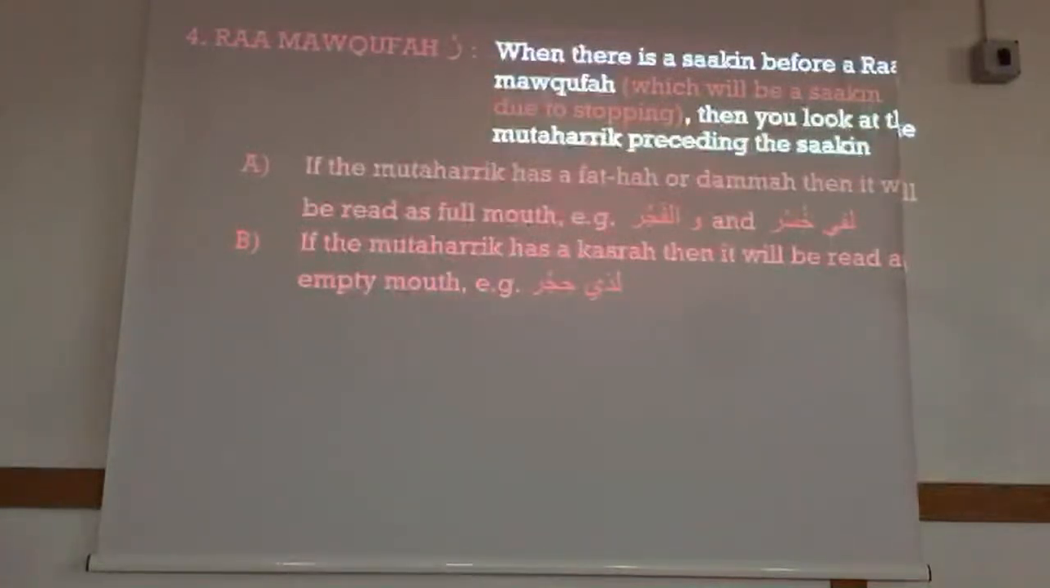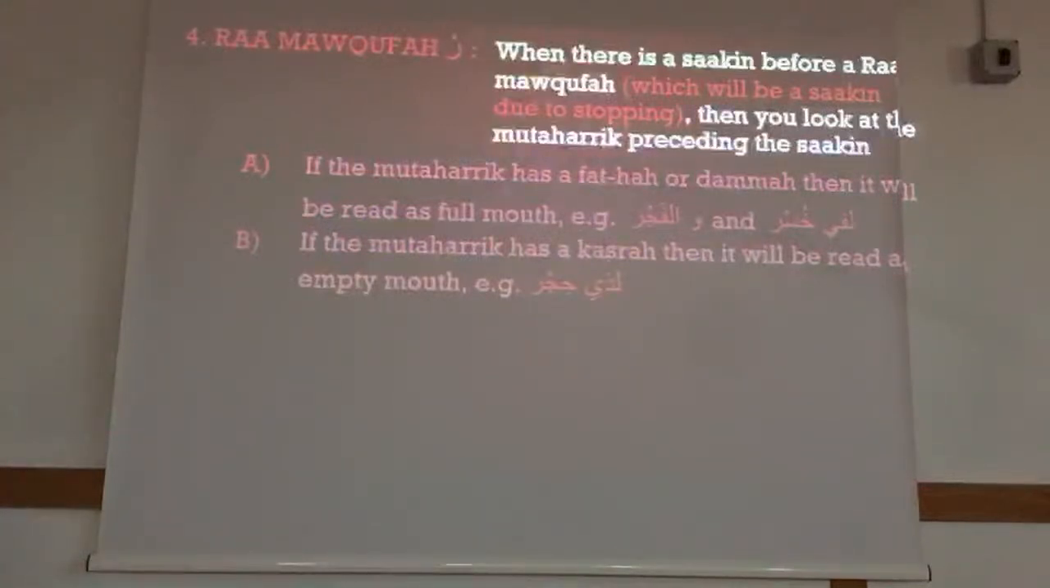You understand? So this ra mawqufa is full because the letter before, which is sakin, so we're going to look at the letter before, which is fatha. Okay. Then other example, la fi khus. Now if I was to carry on, this is la fi khusrin. La fi khusrin. The ra has double kasra.